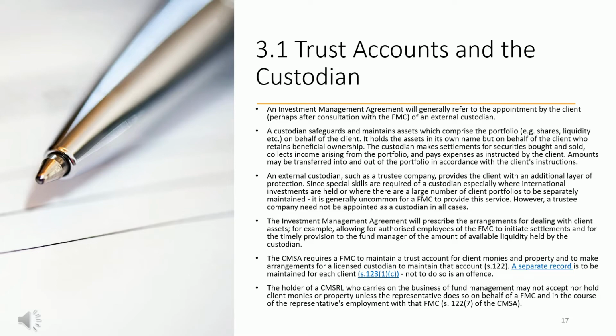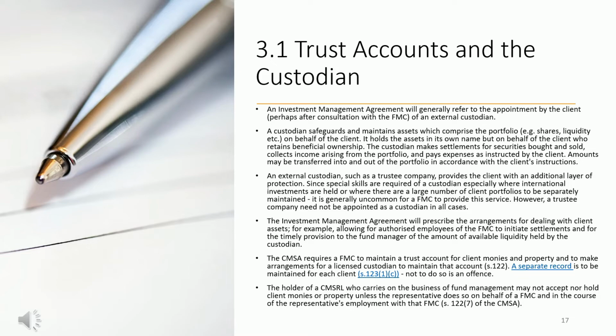The custodian makes settlements for securities bought and sold, collects income arising from the portfolio, and pays expenses as instructed by the client. Amounts may be transferred into and out of the portfolio in accordance with the client's instructions. An external custodian, such as a trustee company, provides the client with an additional layer of protection. Since special skills are required of a custodian, especially where international investments are held or where there are a large number of client portfolios to be separately maintained, it is generally uncommon for a FMC to provide this service. However, a trustee company need not be appointed as a custodian in all cases.